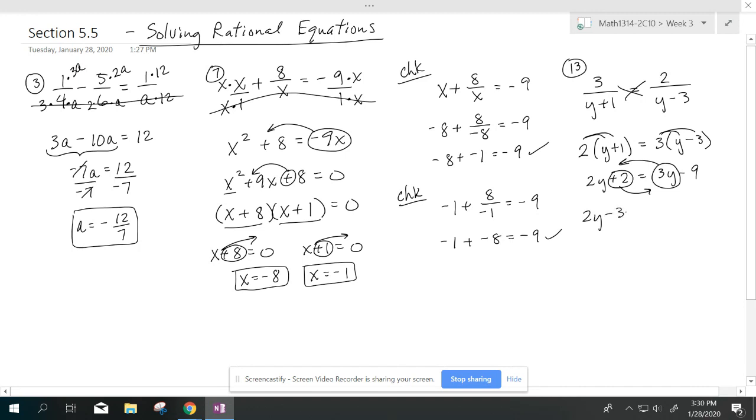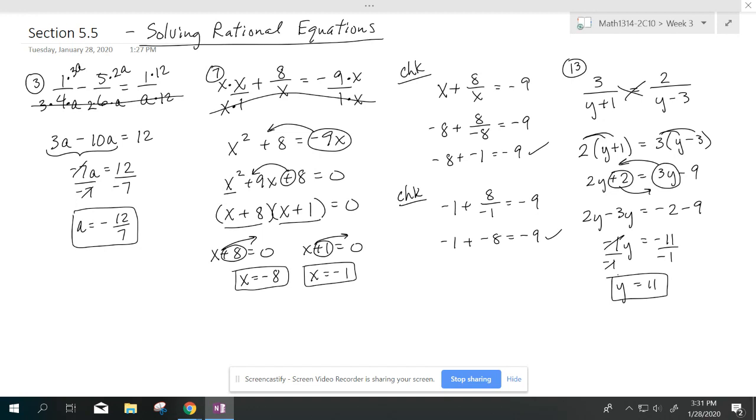2y minus 3y, negative y. 2 minus 9, negative 11, and then divide both sides by negative 1. y equals 11. And you'll get 11 either way. And if I wanted to, could I plug that back in and check it? I don't want to, but I could.